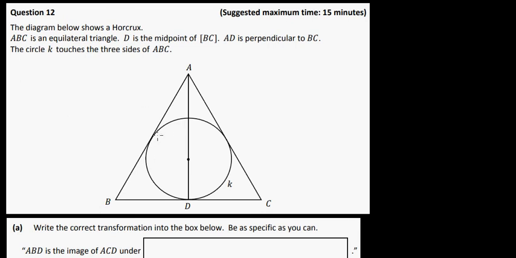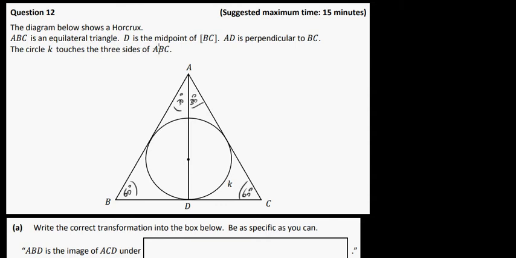Now, the diagram below shows a Horcrux. ABC is an equilateral triangle, so this triangle here is an equilateral triangle. That means that this angle here will be 60 degrees and this angle here will be 60 degrees. We may or may not need that. And this angle up here will be 60 degrees, which means this will be 30 and this will be 30 here. We could put that in if we needed to. I don't know if we'll need it, so that's that part anyway.